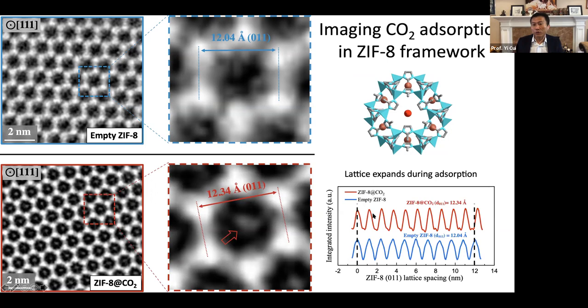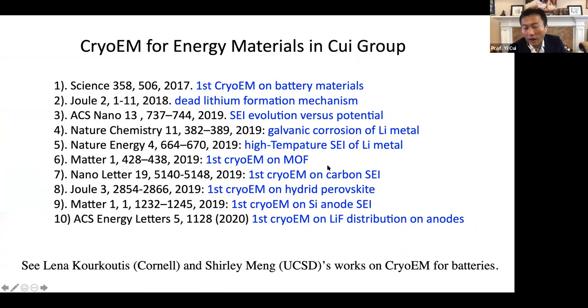So with these examples, I also just want to summarize the past 3 years of research for battery materials using cryo-EM. Many of these are the first time we observed and answered important battery questions. We see this huge opportunity for hybrid perovskite materials. And this is just the beginning of cryo-EM for material science and also for energy science.